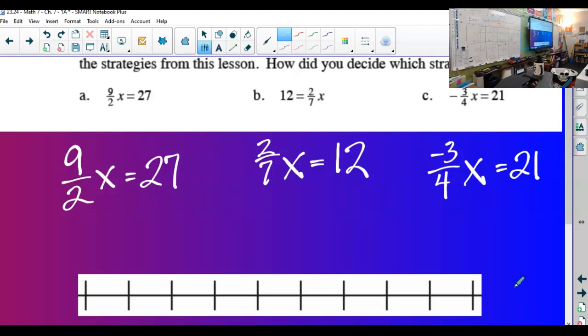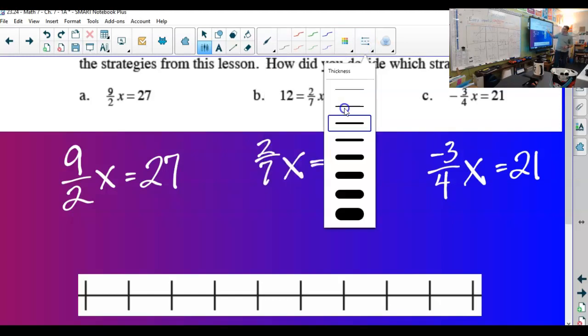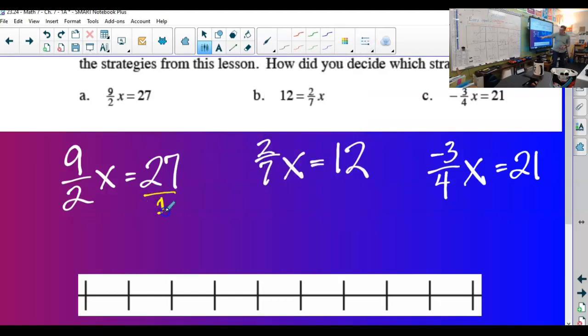You want to make sure you write it on both sides, right? So don't just show it on the left side, show it over here also, and you're going to put that 27 over top of 1. If you got a whole number, make it a fraction by putting it over 1. You can do that too. Break it up into 2 steps.